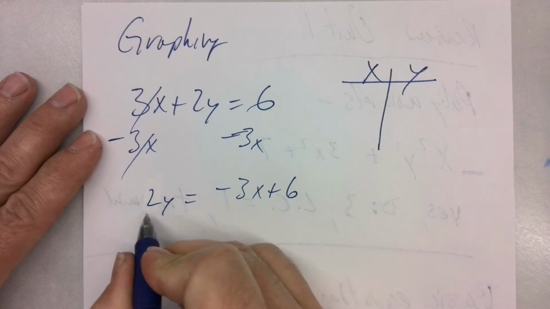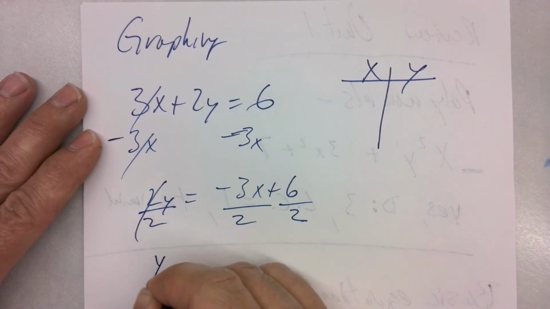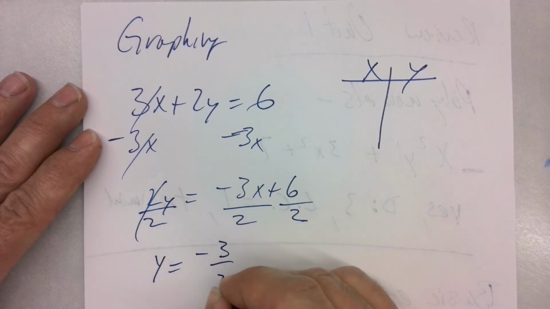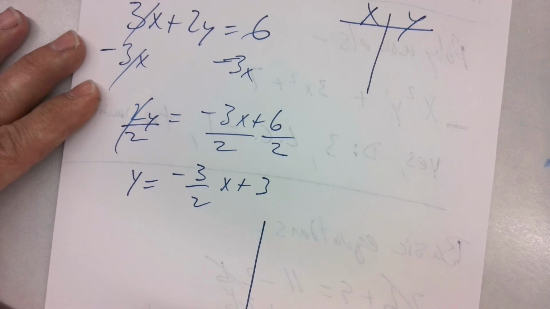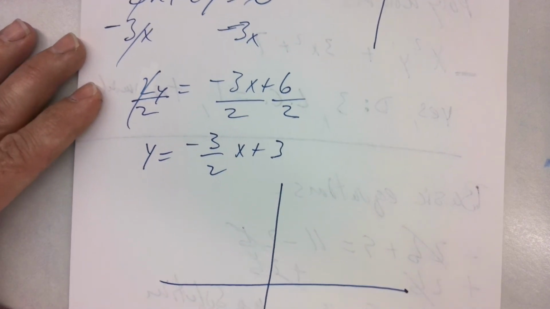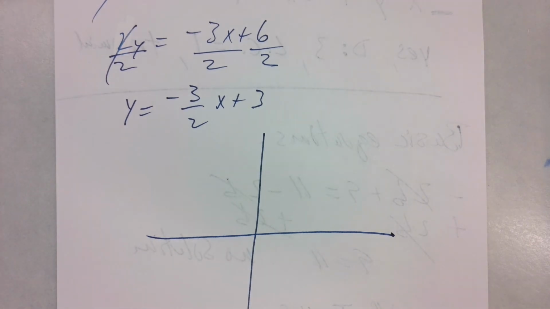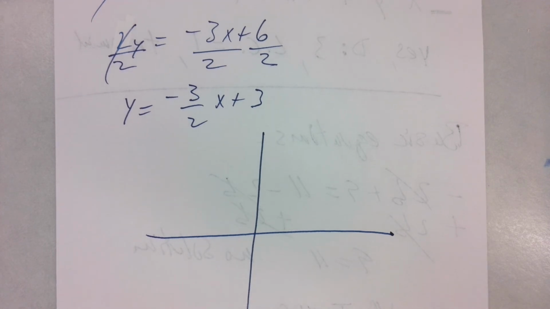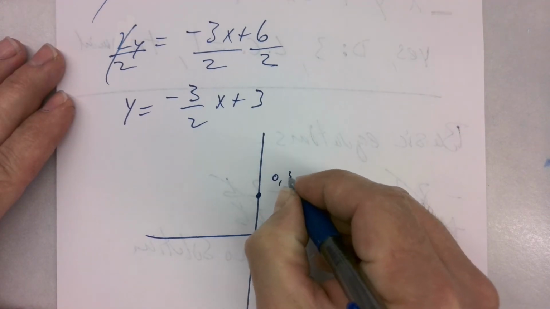Okay. Then I'm going to divide by 2. I'm going to divide by 2. They're going to reduce out. I'm going to get y equals negative 3/2 x plus 3. Now, what do I know already? You got it, the negative in the numerator of the slope. It's going to go down. It's going to fall from my left to right, right? So I'm going to start by going where? Up 3. So I got 0, 3.